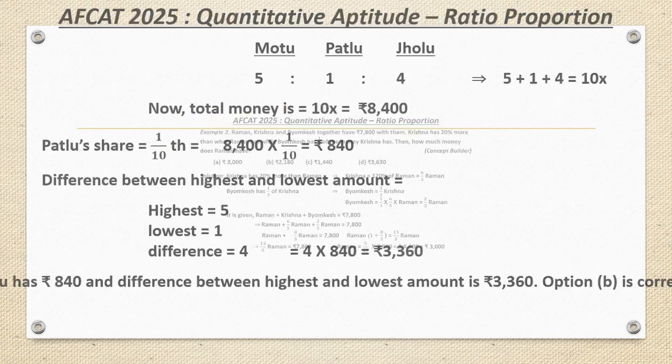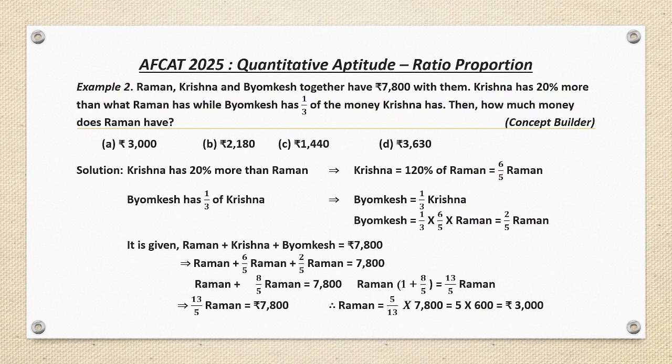Next question. Raman, Krishna, Vyomkesh have Krishna's 20%. This is a similar one, so please try to solve it on your own. Take a minute pause. I hope you have tried solving it. Let us see what it is.